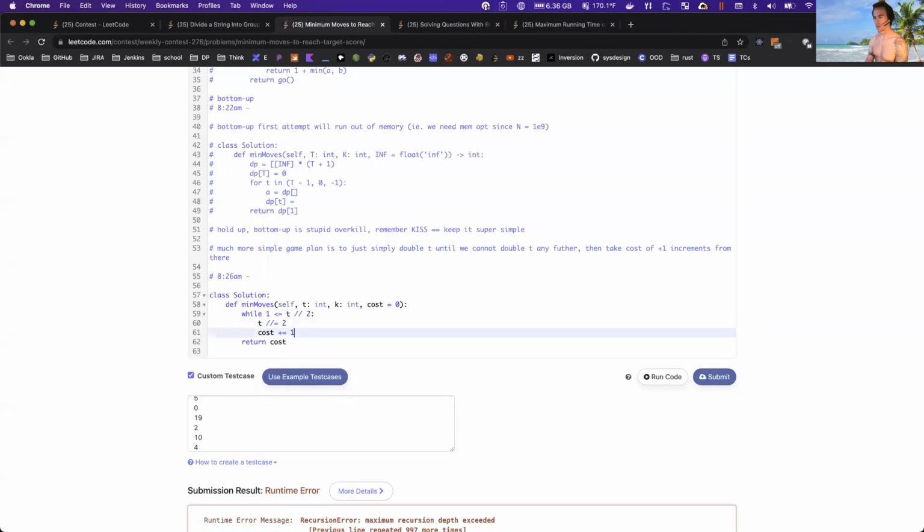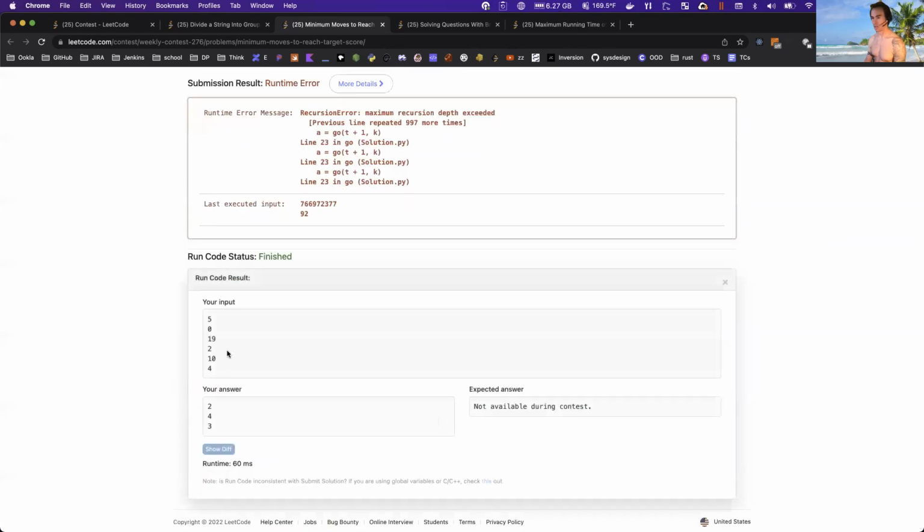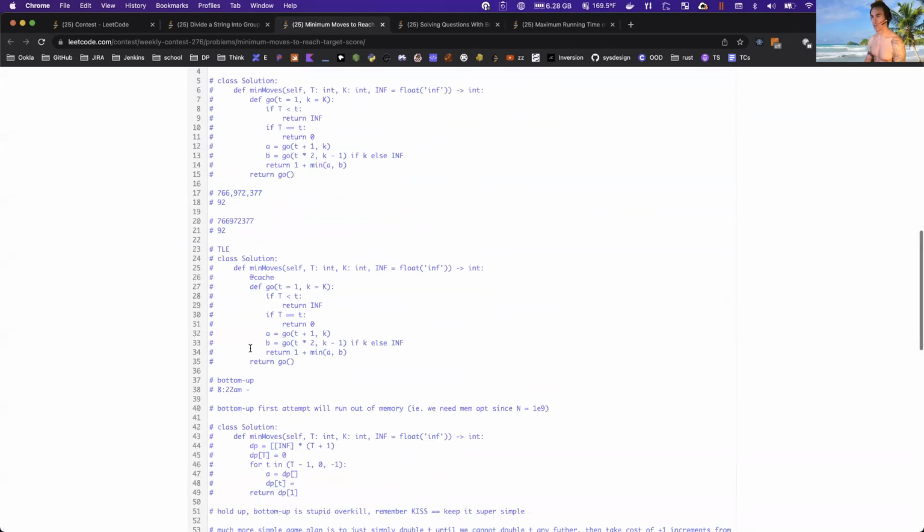Okay, and then return cost plus the remainder from 1 to t, t minus 1. Not quite right.